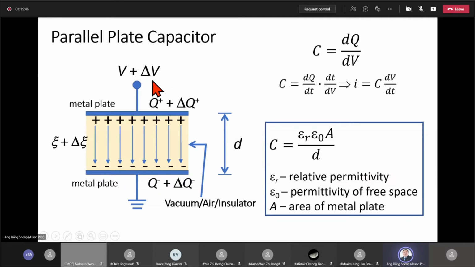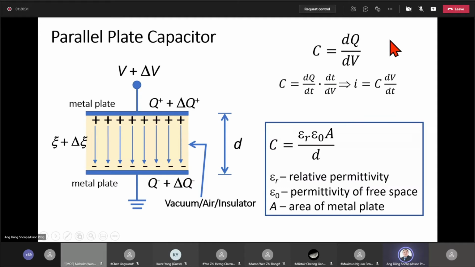Now imagine you change the voltage applied to the top plate by a certain amount delta V, and assuming delta V is positive, that means overall the voltage applied to the top plate is more positive than before. So you deposit more positive charges on the top plate, and these additional positive charges will be balanced by additional negative charges they induce on the bottom plate. Essentially this serves as a capacitor because this arrangement of two plates separated by a certain distance can store charge, and the charge stored can be changed by changing the voltage across the two plates.